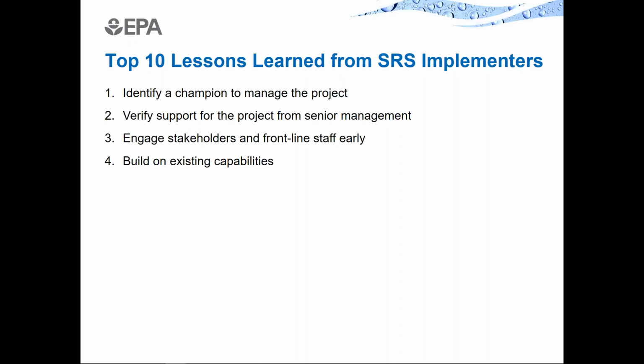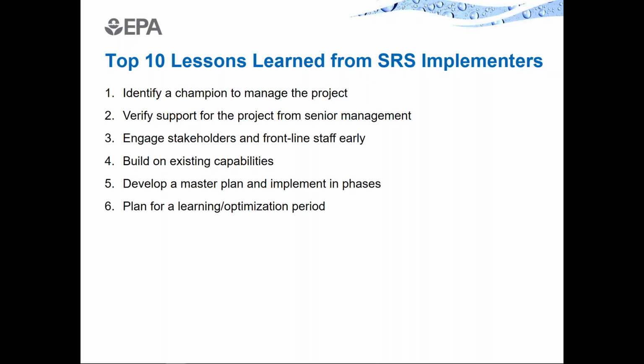As Matt pointed out, utilities have a lot of existing capability that will be the foundation of a surveillance and response system. So start by building on those capabilities. Again, develop a master plan and implement the system in phases to stay within any budgetary or staffing constraints. Plan for the learning and optimization period. We covered that. To the extent possible, integrate operation of the system into routine job functions, which makes it less of a burden on the staff who are required to implement the system, and thus makes it more likely it would be sustained.